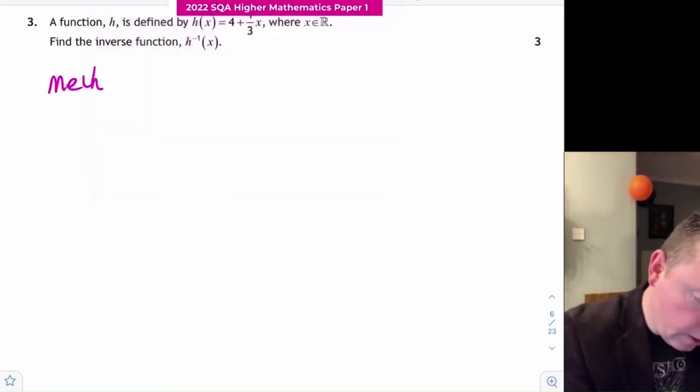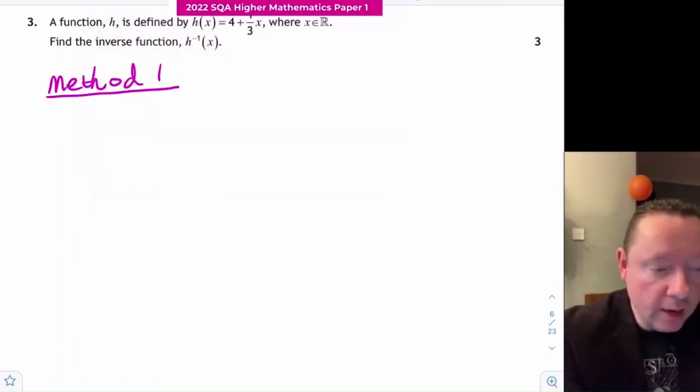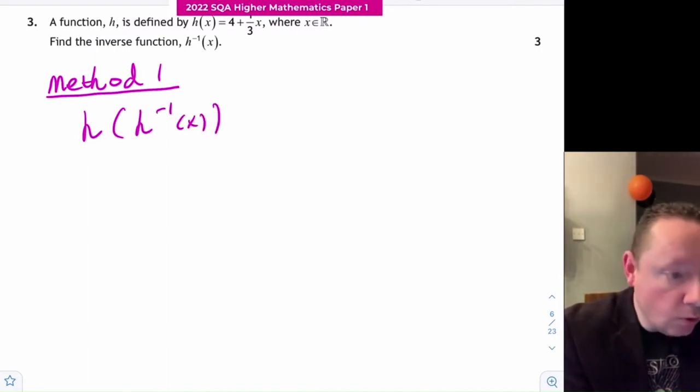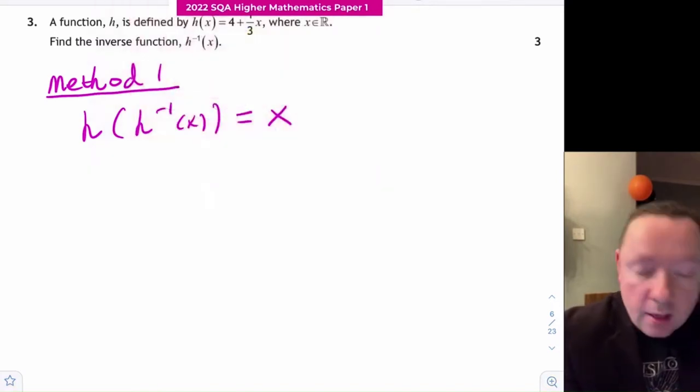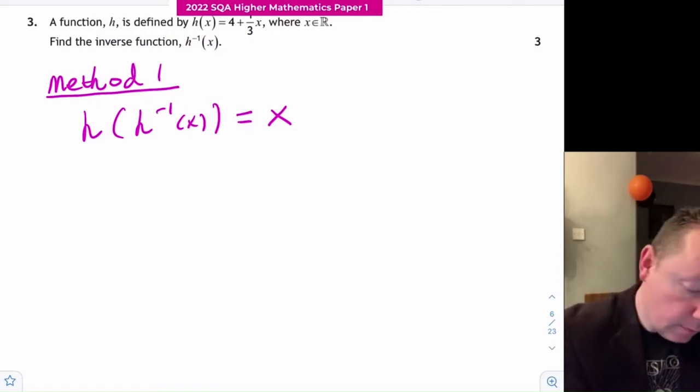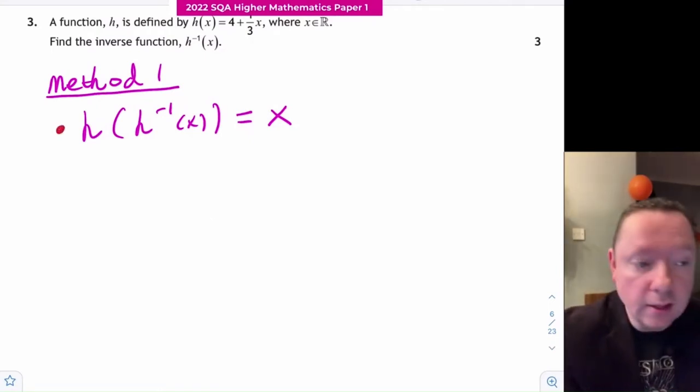Let's call it here method 1. For method 1, to get your first mark, you would say that h of the inverse function of x equals x. You can get a mark for knowing that if you take h of the inverse, the composite function, you always get the answer x. So there's one mark there just for writing that down.